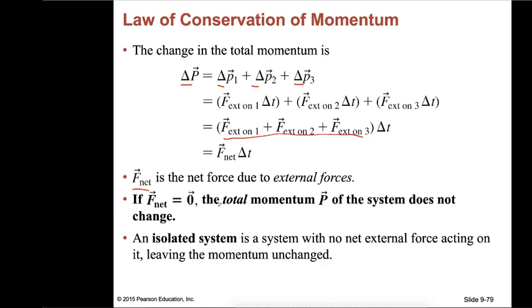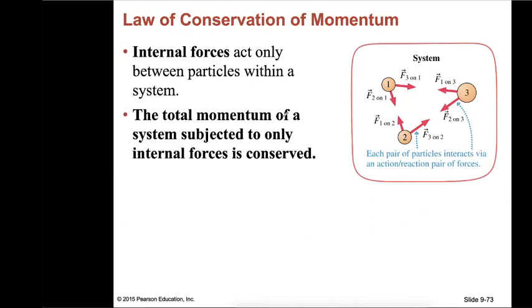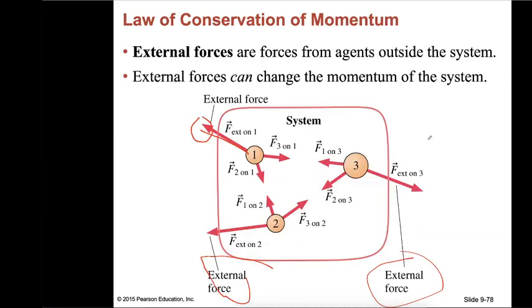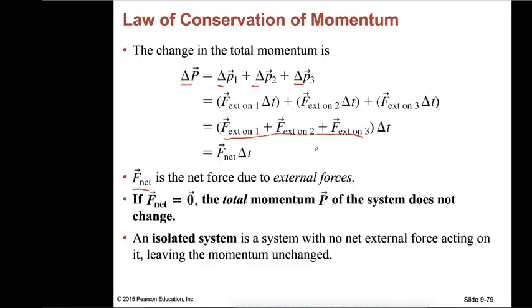If net force is 0, the total momentum P of the system does not change. An isolated system is a system with no external force acting on it, leaving the momentum unchanged, which is the situation shown here. If there are no external forces, then the total momentum is the same, it doesn't change. If there are some external forces, then the change of the total momentum in the system is the net force times delta T.